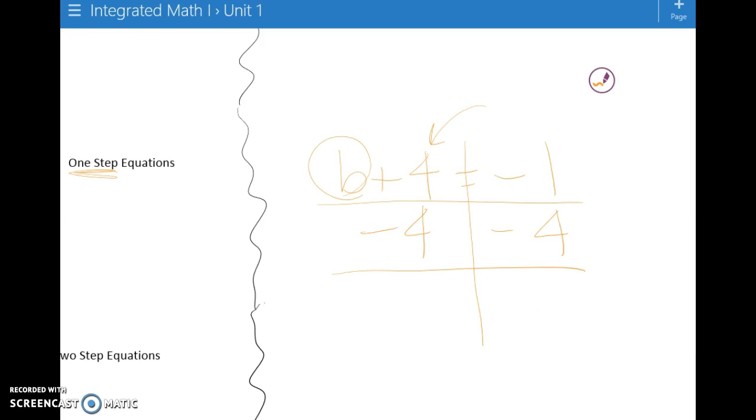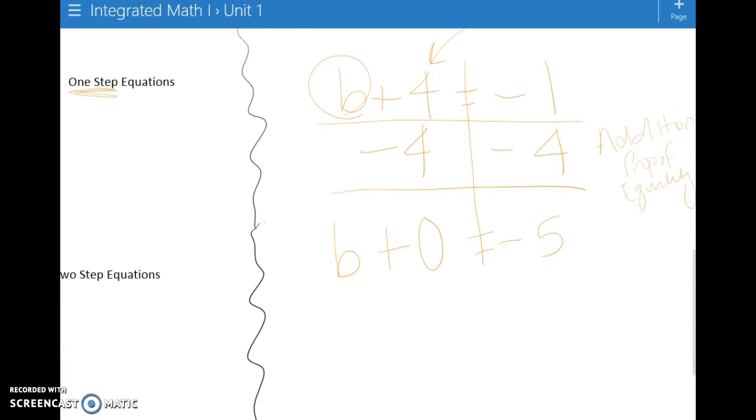4 minus 4. So let's go ahead and write down what steps we did here. So we're subtracting 4, so we're using the what? Addition property of equality. I'm going to simplify so I don't have to write it all out, but the addition property of equality. And I get b plus, that becomes 0, equals -5.